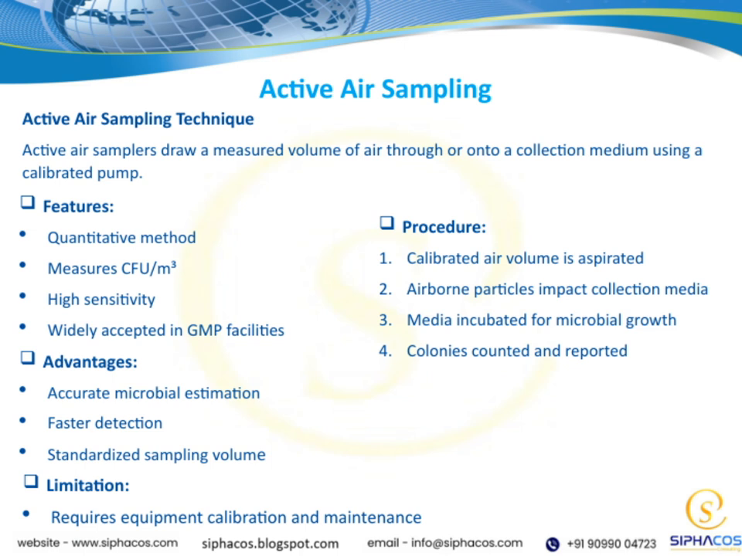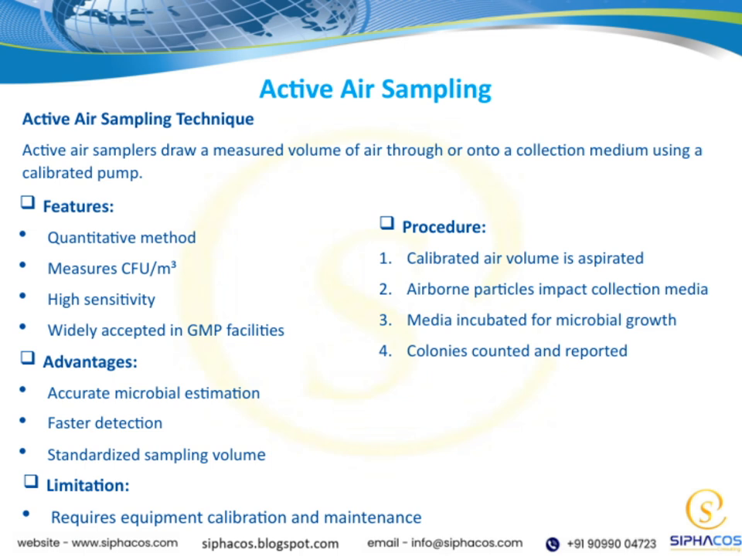Plus, it uses a standardized sampling volume, ensuring consistency across different samples and testing times. Let's briefly walk through the procedure. First, you calibrate the air volume to be aspirated. Then, the active air sampler draws that measured amount of air through or onto a collection medium. As airborne particles impact the media, they get captured.